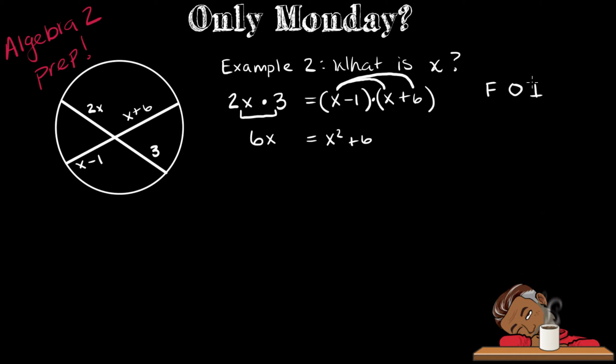Next, the I in FOIL stands for the inside, the inner terms. The negative 1 and the x is going to give us negative 1x, but some people just write negative x. And then the L of FOIL stands for the last terms of each group. So that's negative 1 times 6, which is negative 6.